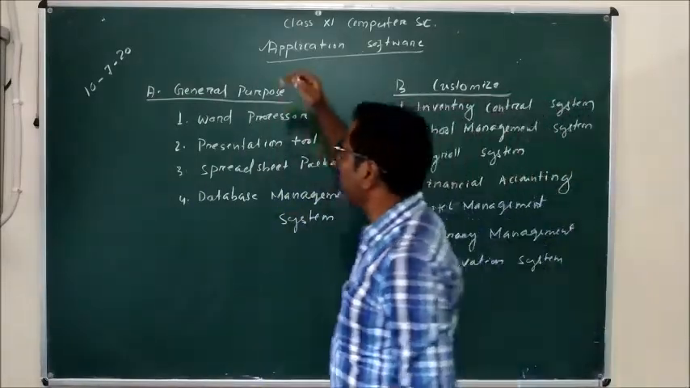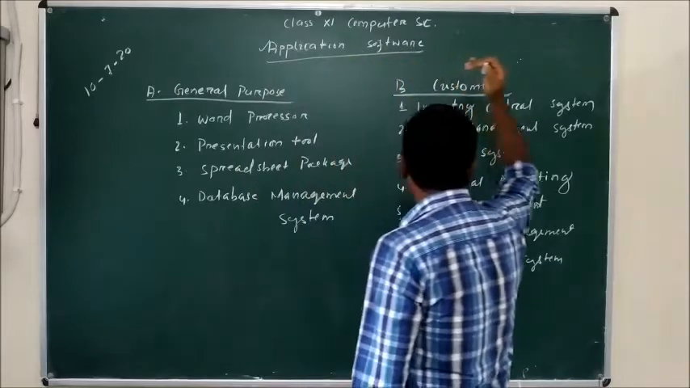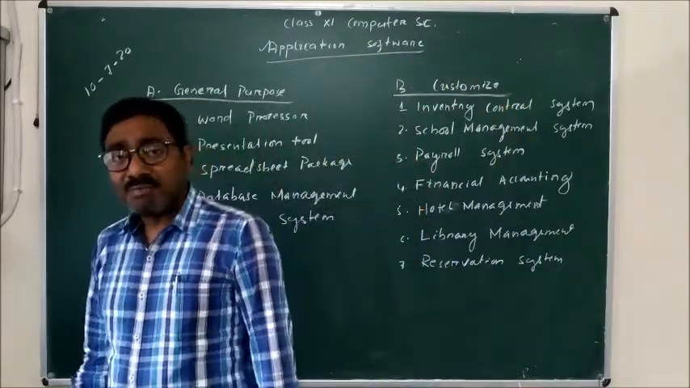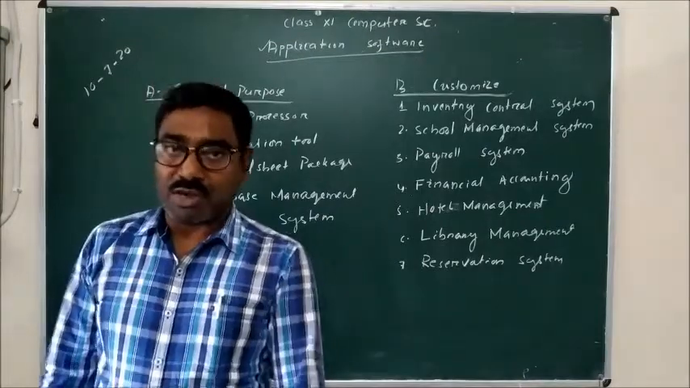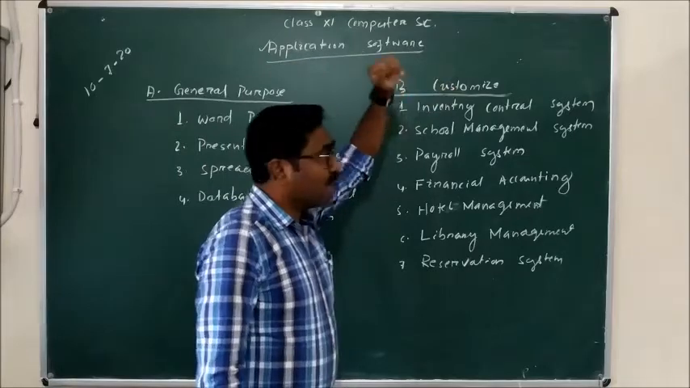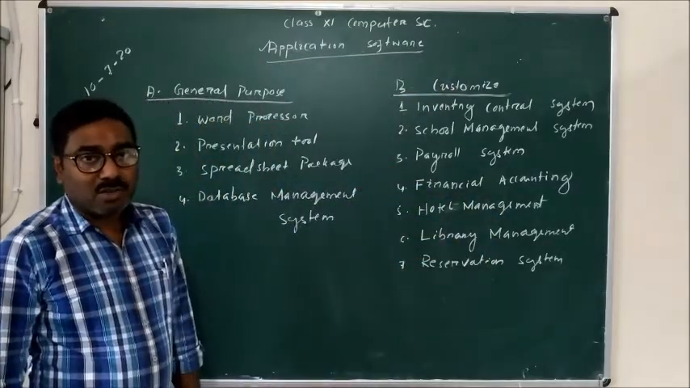One is general purpose software, another is customized software. The customized software is also known as special purpose software, and the other is general purpose. This is your special purpose application software.